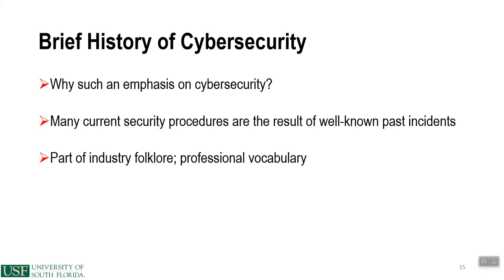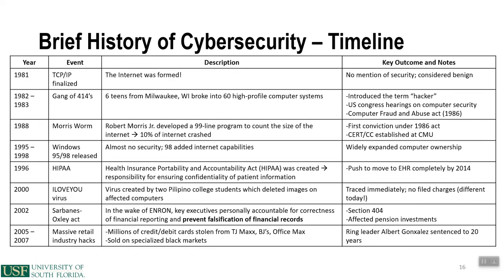And more importantly, it's part of industry folklore. It's professional vocabulary. You have to know that these events actually occurred and what actually came out of them. So if we take a look back, the next two slides are going to be really about that, about the history. In 1981, TCP/IP was finalized, and that's when the internet was formed.